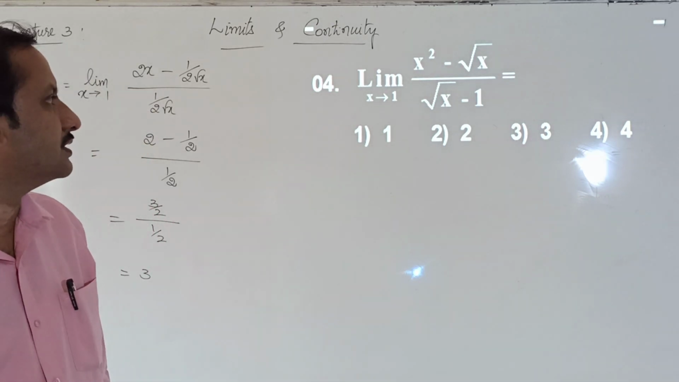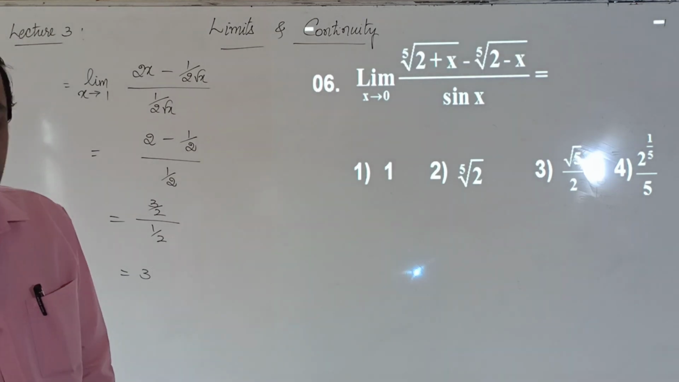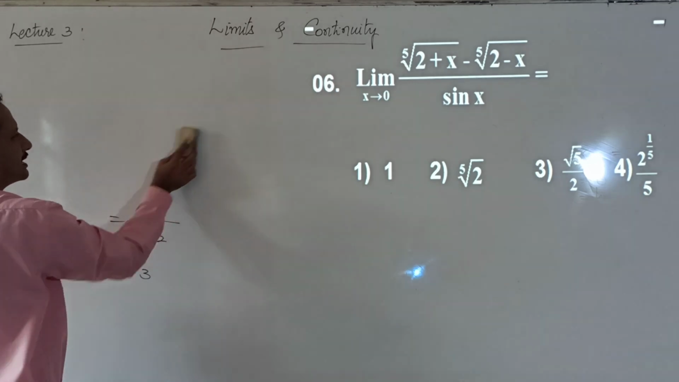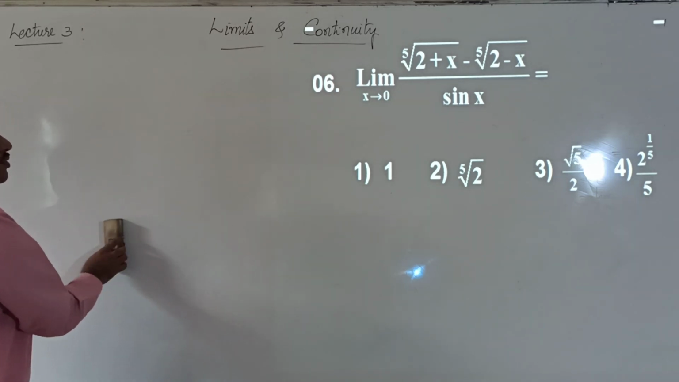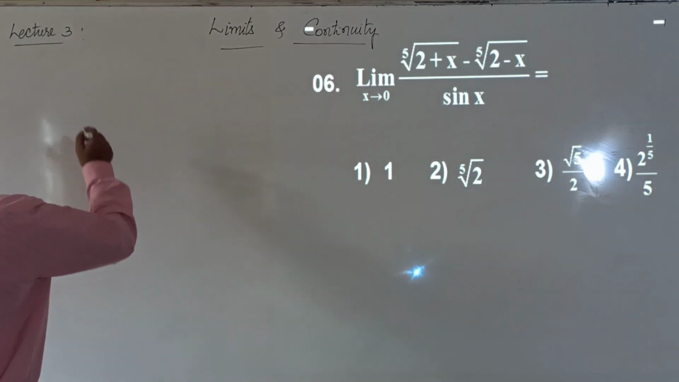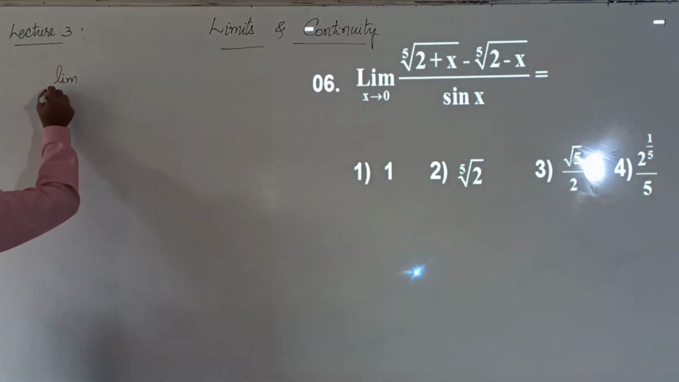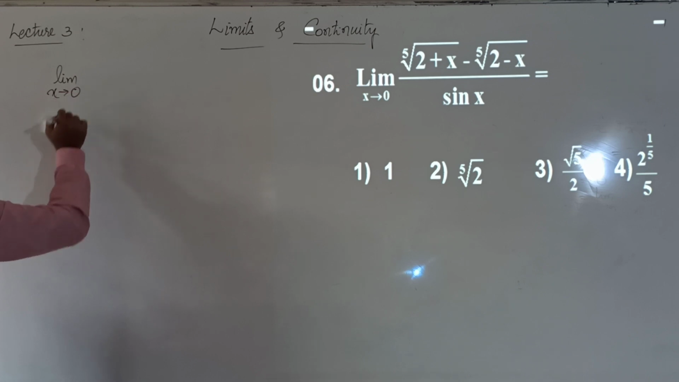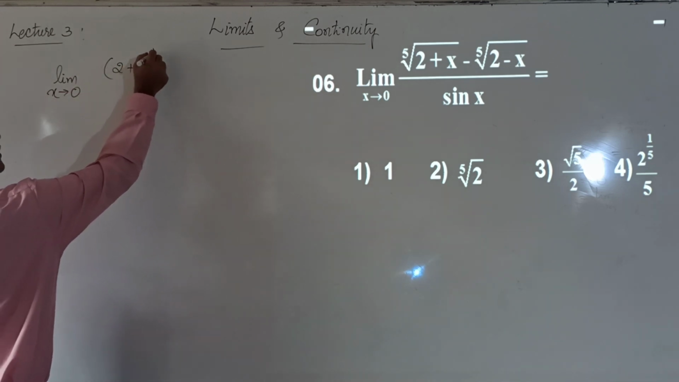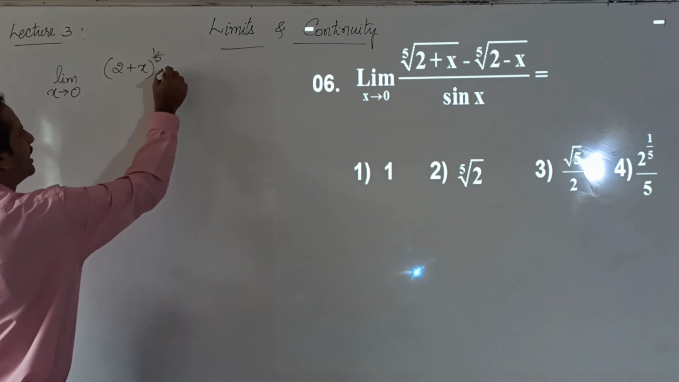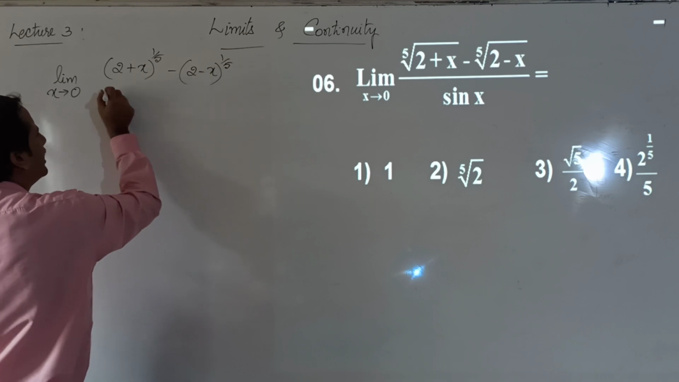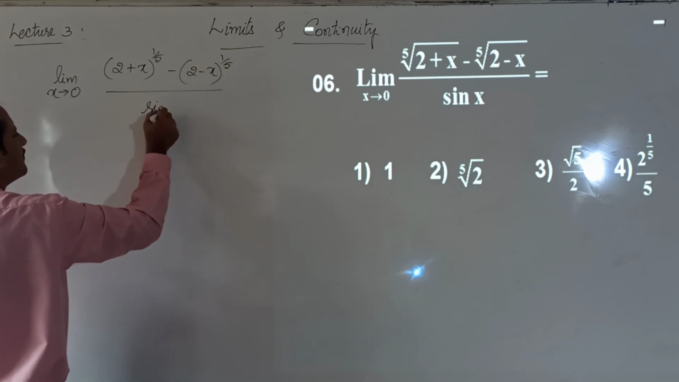Let's go to the next question. Question number 6. Limit as x tends to 0 of fifth root of 2 plus x minus fifth root of 2 minus x, divided by sin x. Okay, I'll rewrite the given problem in this way. Fifth root of 2 plus x can be written as (2 plus x) to the power 1 by 5, minus (2 minus x) to the power 1 by 5, divided by sin x.